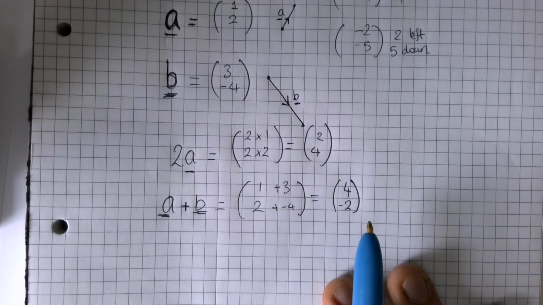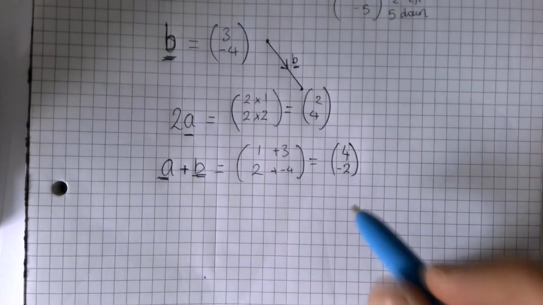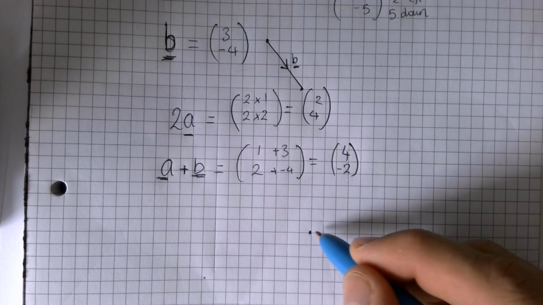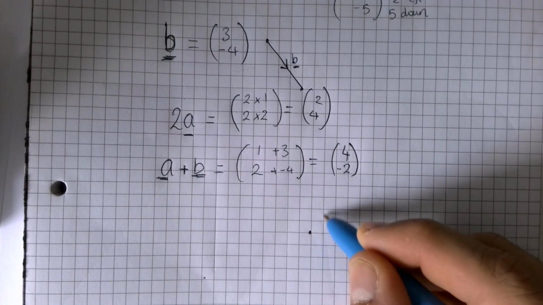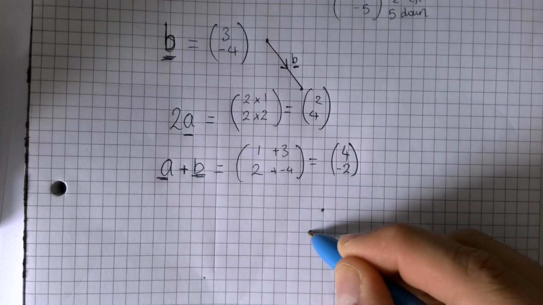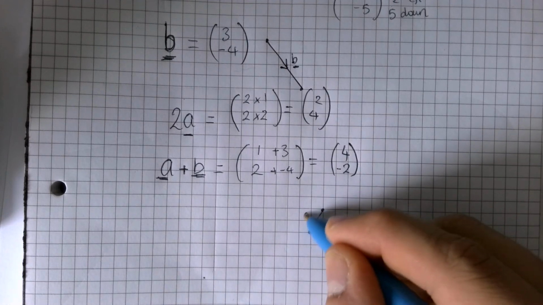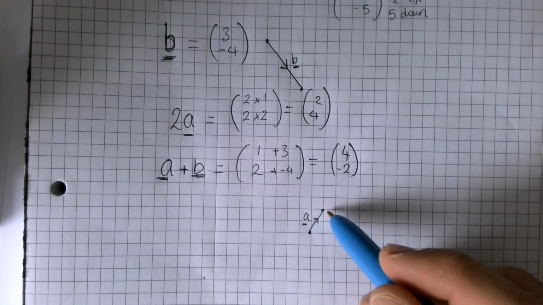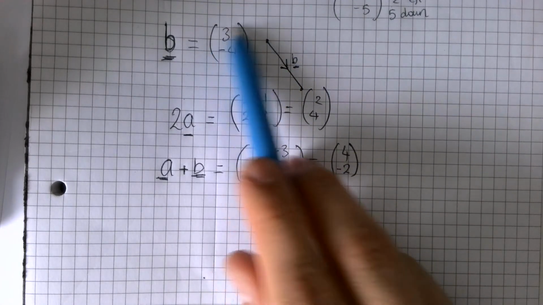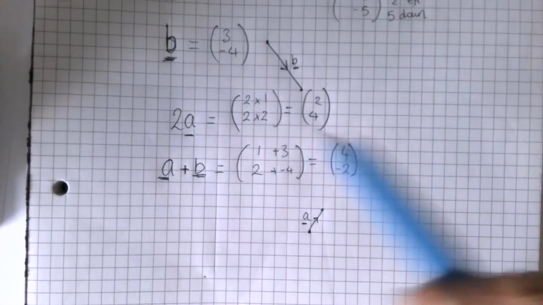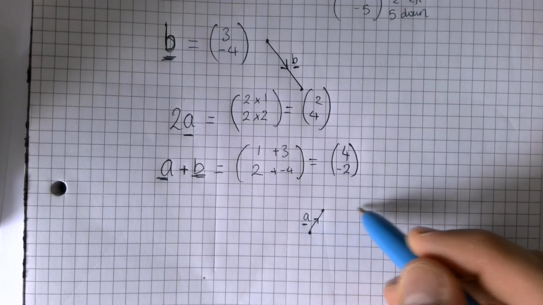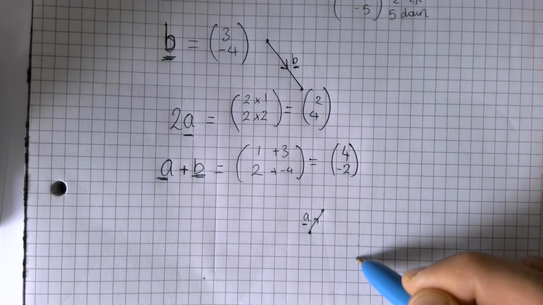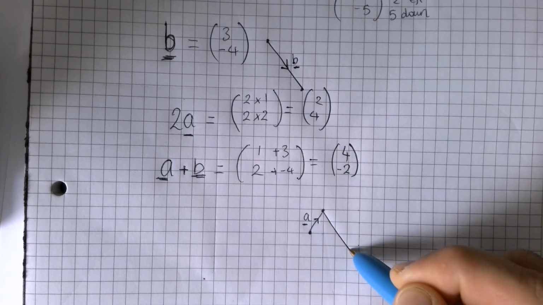So what I'm actually going to do is just draw these two vectors together. I'm going to start off with vector A, so that is 1 to the right and 2 up, and I'm going to label that vector A, and then I'm going to follow vector B. I'm going to apply vector B. I'm going to move 3 to the right, 1, 2, 3, and 4 down, 1, 2, 3, 4 down, and join those up.